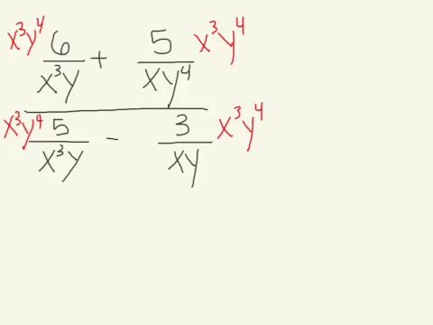Okay. If you like to keep things lined up, if it helps you with neatness, you can also write each of them as over 1, just to remind yourself that that's what's happening. Now we can go ahead and cancel out a whole bunch of the stuff.